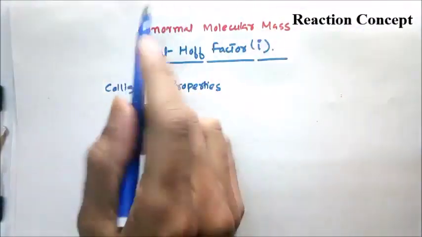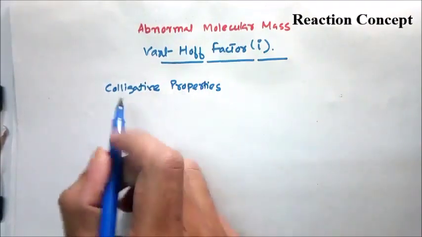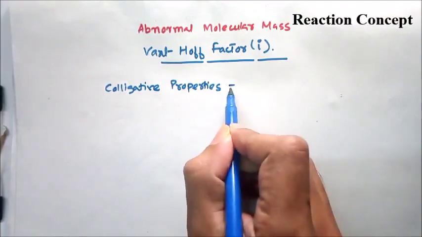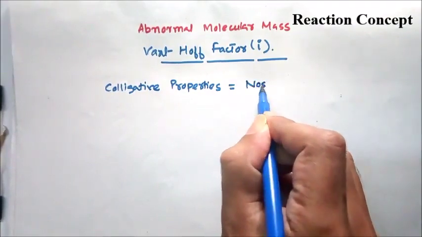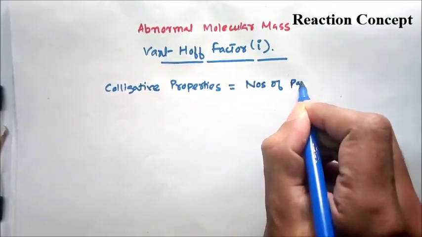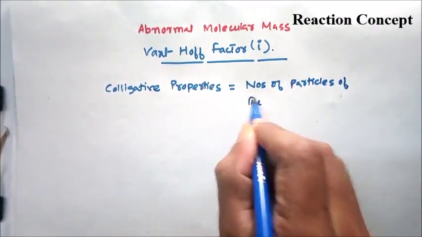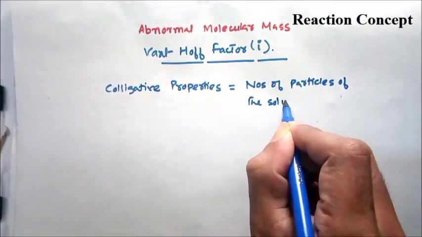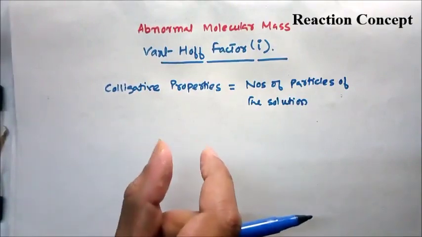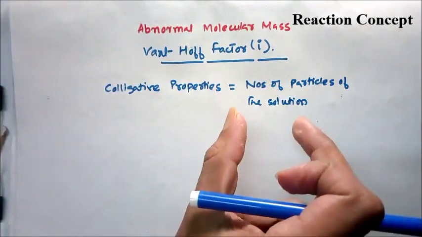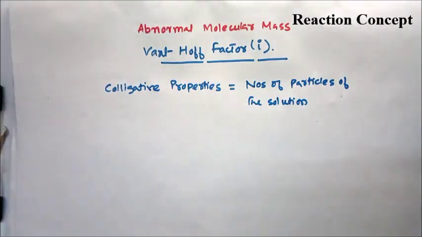Before going to the topic, abnormal molecular mass or Van't Hoff factor, we should know a precise brief about colligative property. So what is colligative property? The property of a solution that depends upon the number of particles of the solution is called colligative property. Since colligative property depends upon the number of particles, if the number of particles of the solution varies or changes, then the colligative property of the solution also changes.